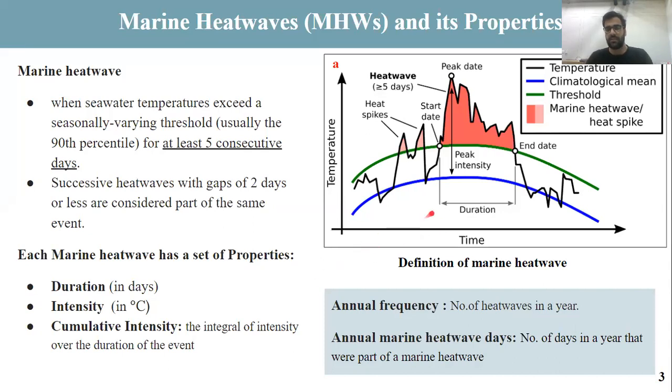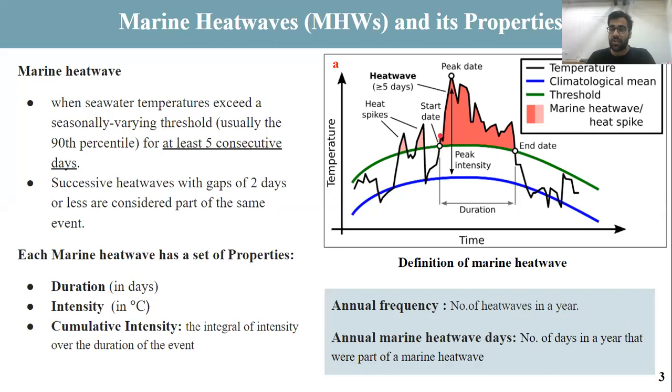Here in this figure, the blue line shows the climatological mean of the sea surface temperature, and this green line shows the 90th percentile threshold. Different papers define the threshold differently. Sometimes they define it as the 90th percentile, sometimes 95 or 99, based on the region also. Any event above this threshold is called an extreme event.